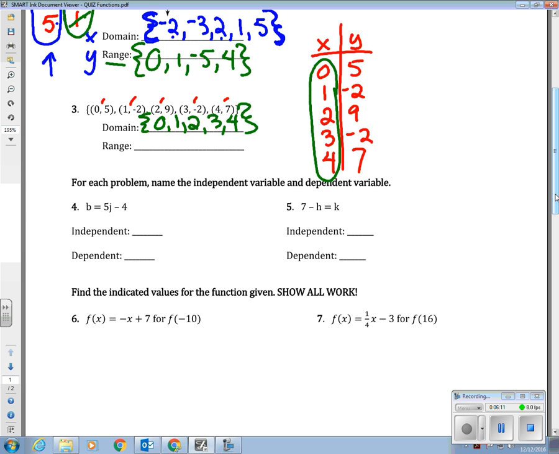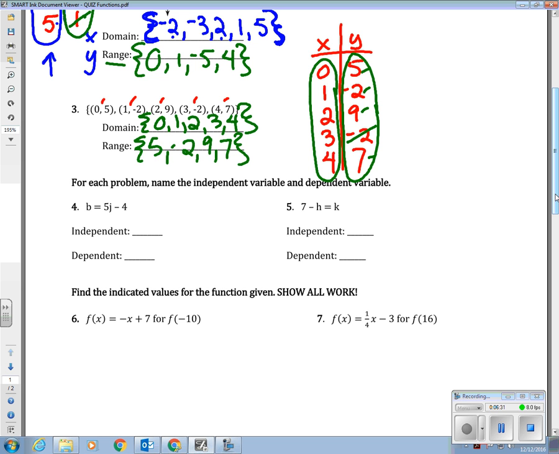My range is all these values right here. I have a -2 twice. I don't need this one here. So I need to have all the rest of the numbers. So this is 5, -2, 9, and 7. Because I need 4 numbers. 1, 2, 3, 4. There we go.